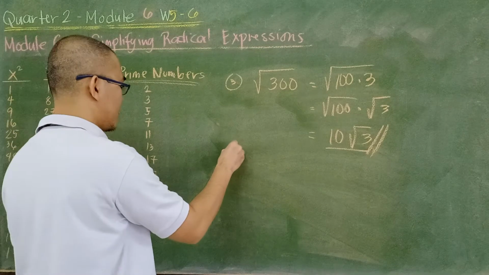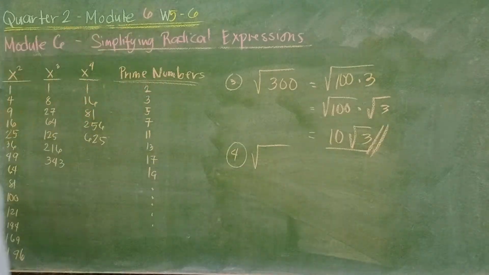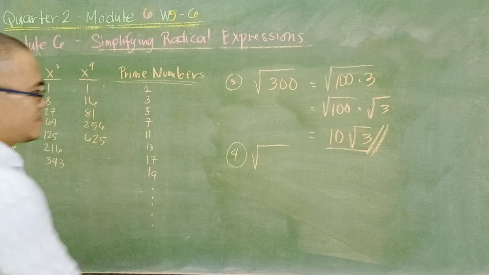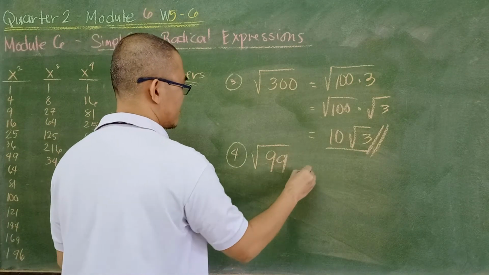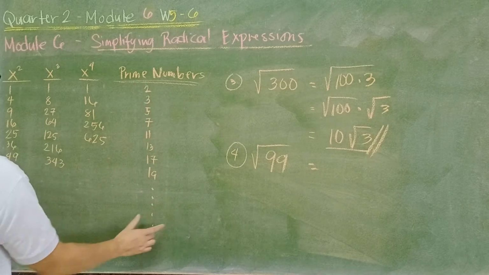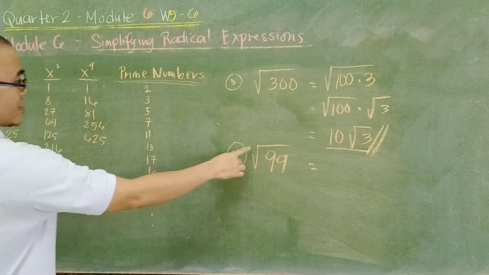Let's say, magbigay pa tayo ng isa pang example. 99. Ano yung factors na pwede ko gamitin sa 99? Yung isa magagaling dito sa prime numbers, yung isa magagaling dito sa mga perfect square. Dito sa perfect square kasi index natin 2.